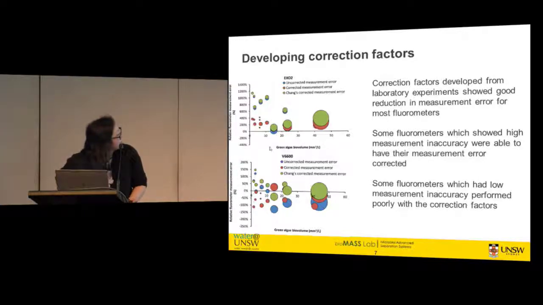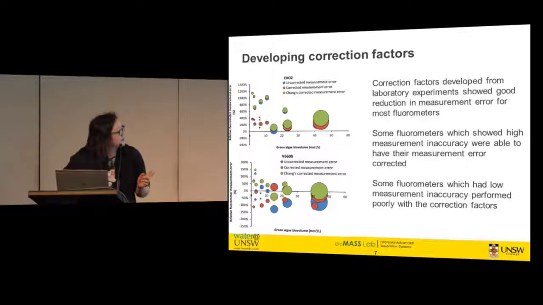So we have, for example, increasing green algae concentration and the relative error compared to the actual concentration of that sample. The blue circles represent the uncorrected measurement error. The green represent a previously published correction, and our red is our own correction factors, where we're trying to reduce this measurement error. There are important things to take from this.